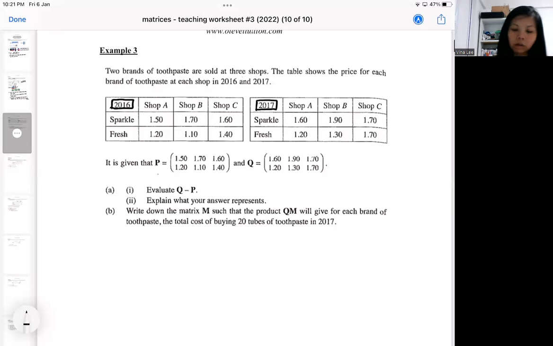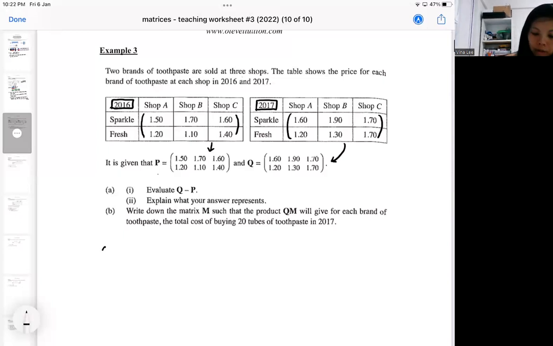And like I mentioned, if the information is tabulated, we actually won't change the order. We will just take the arrangement as it is.